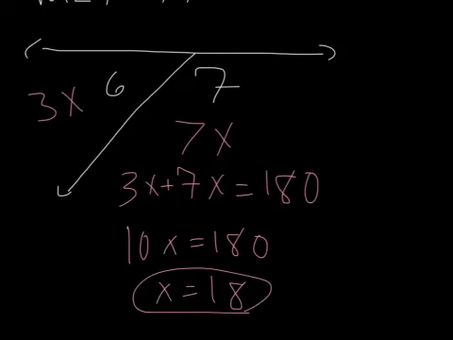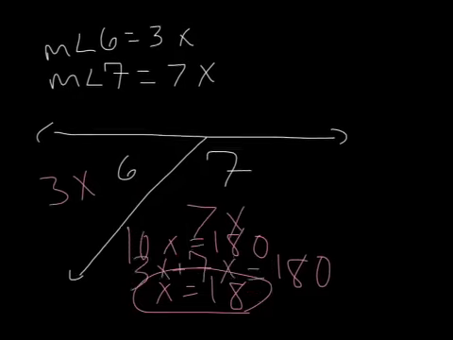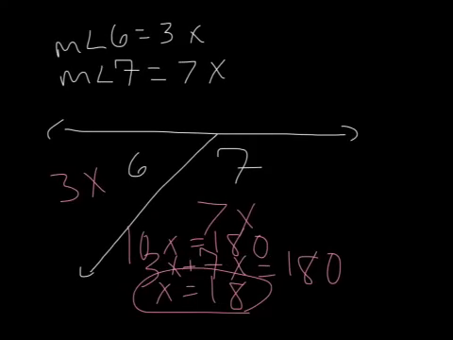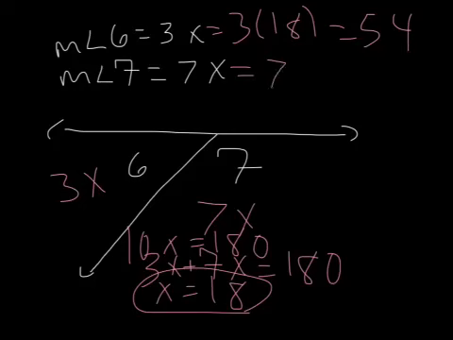Now I'm going to take my x equals 18 and plug those back into my original numbers here. So instead of x here, I'm going to put 18, and that will give me 54. Likewise, let's do the same thing down here. We'll get 7 times 18, and that's going to give me 126. And here are my answers.